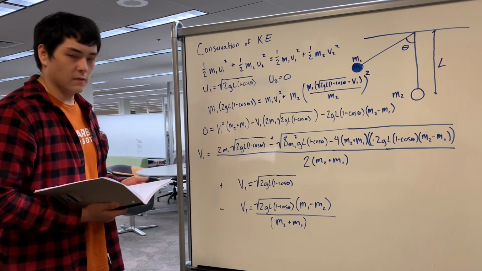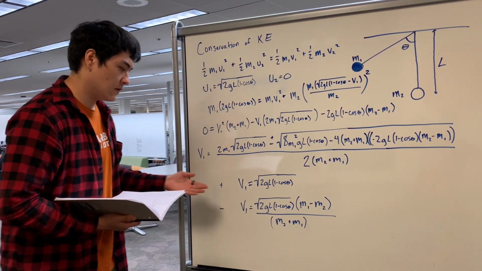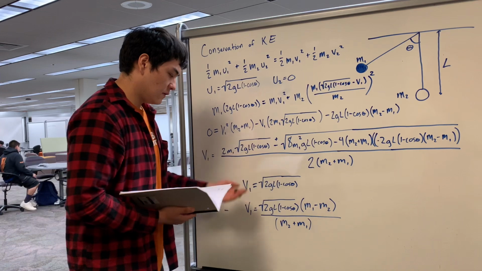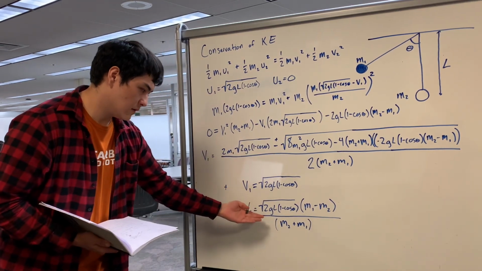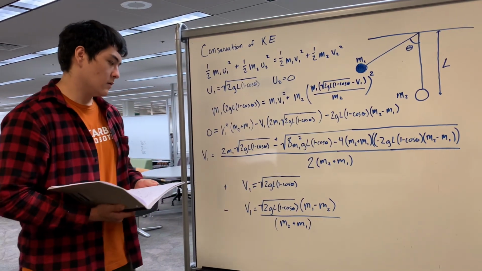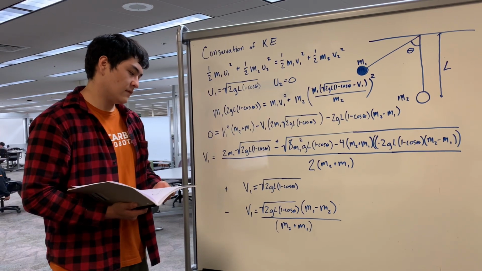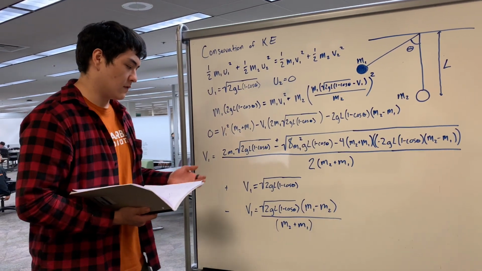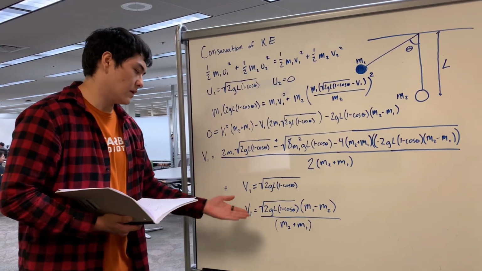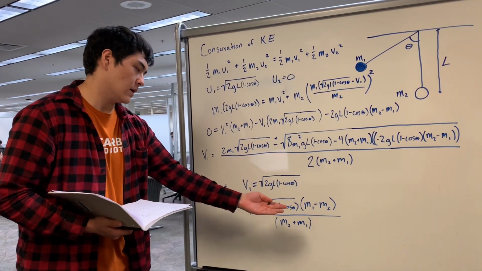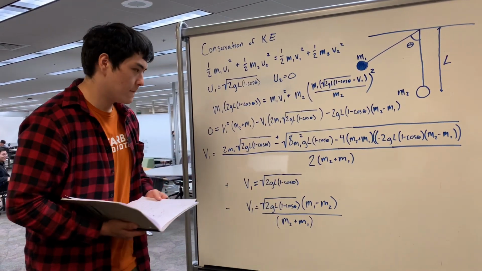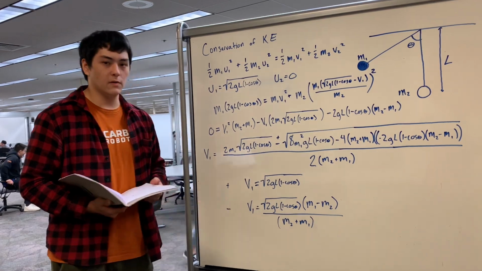So this is not what we want to use to represent V1. Alternatively, if we subtract these terms, we get this equation here, which represents V1 in terms of the constants we already know: g, l, theta, M1 and M2. And so that's how we find V1.